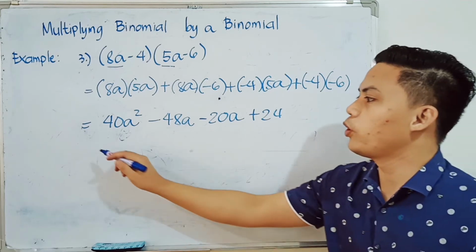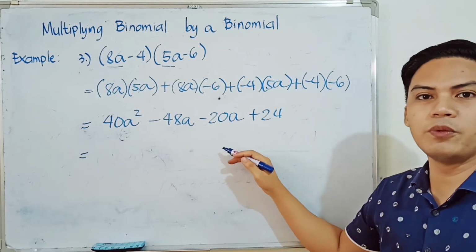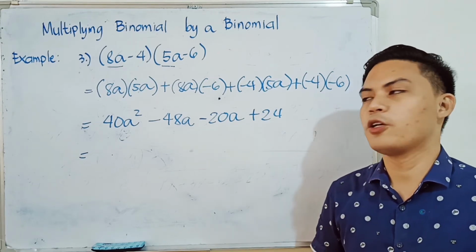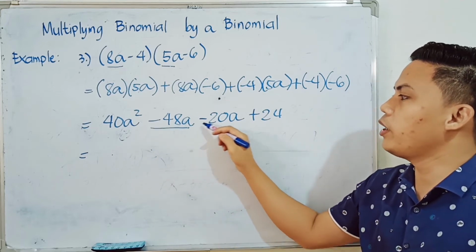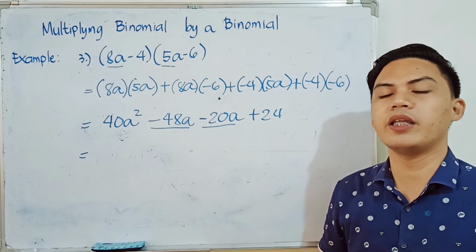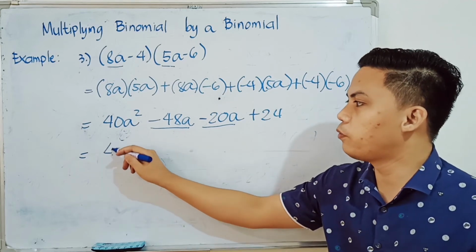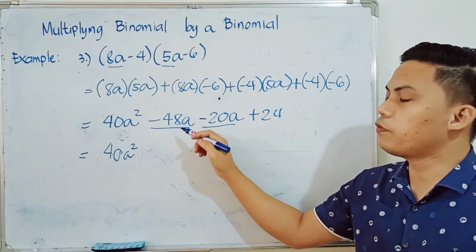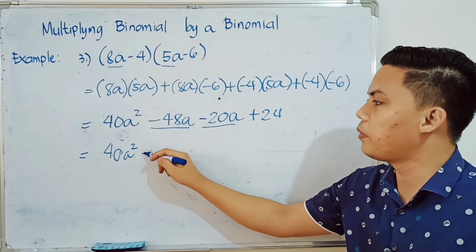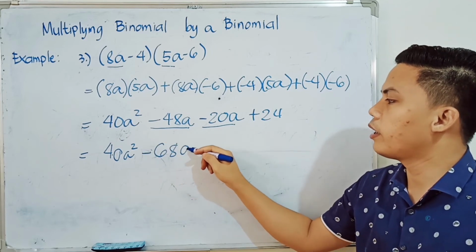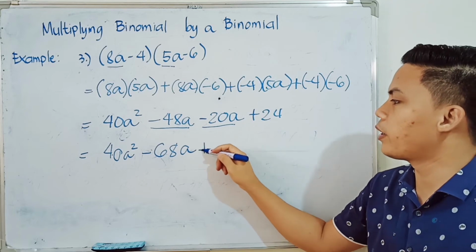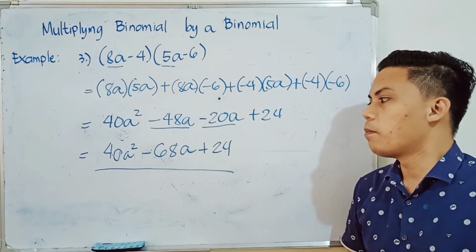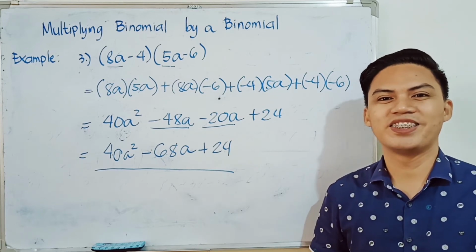Then after that one, we're going to look at yung sagot natin. We make sure na nakasimplify siya. So ibig sabihin, yung pwedeng makombine natin, kailangan natin silang i-combine. So in this case, negative 48a at negative 20a can be combined as one term. Bring down lang natin yung 40a squared. Then negative 48a minus 20a, it will become negative 68a. Then simply bring down yung last term natin, positive 24. Therefore, the final answer is 40a squared minus 68a plus 24.